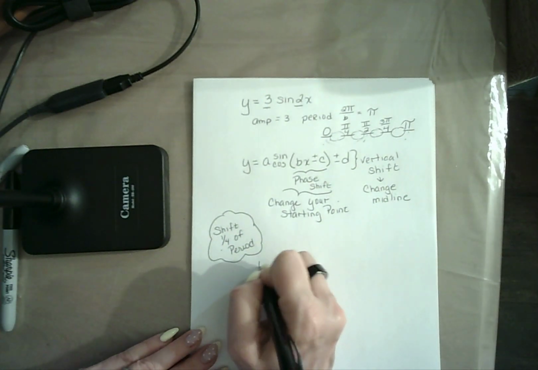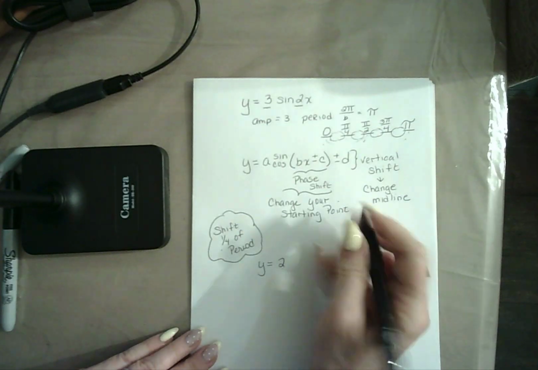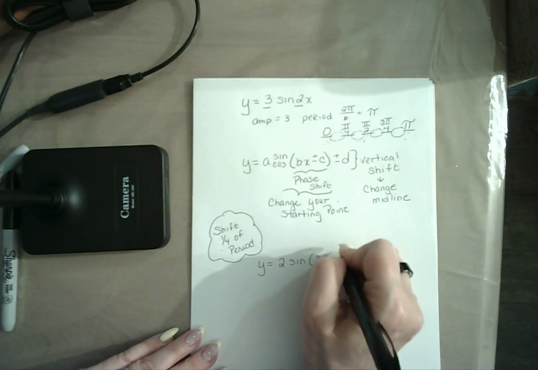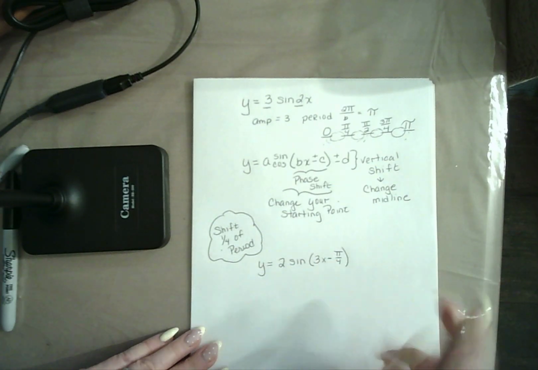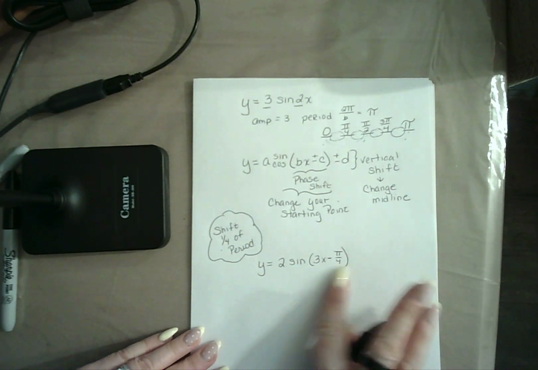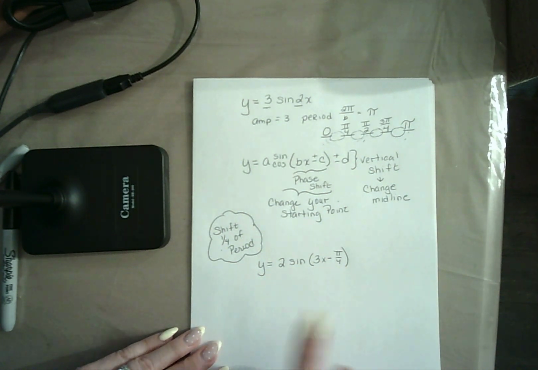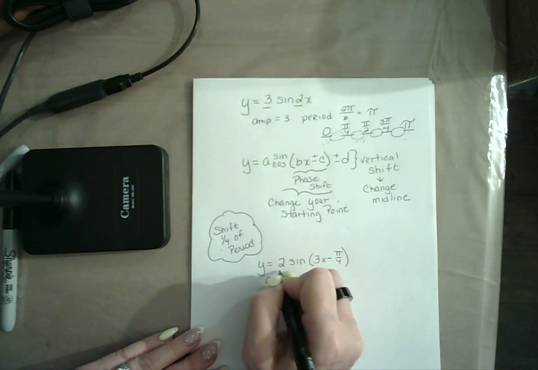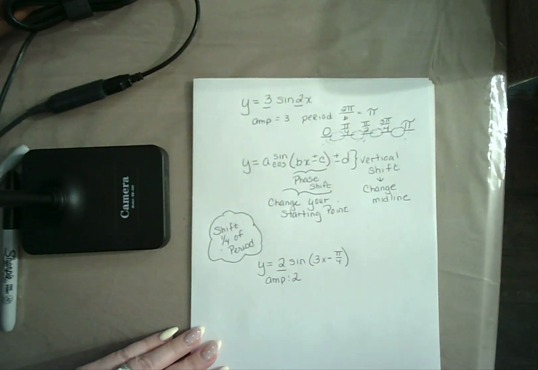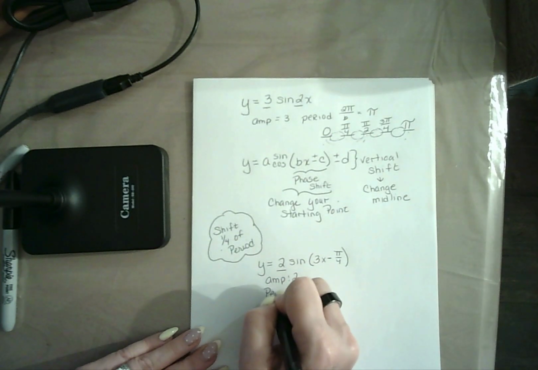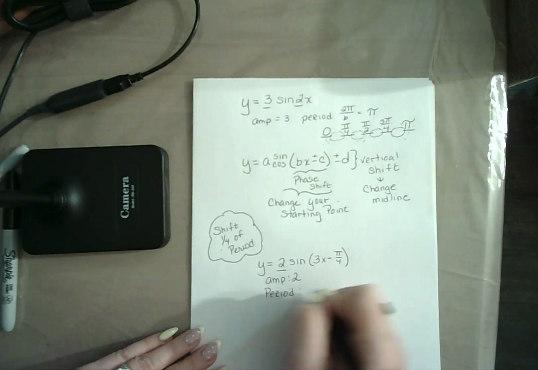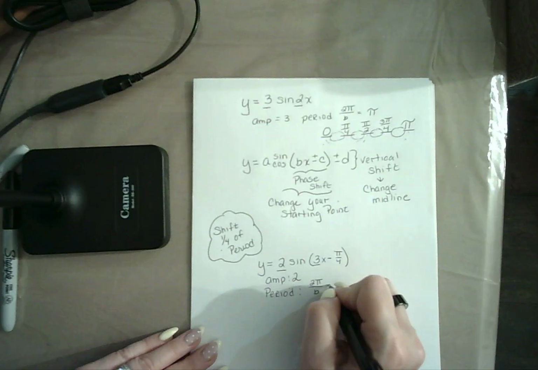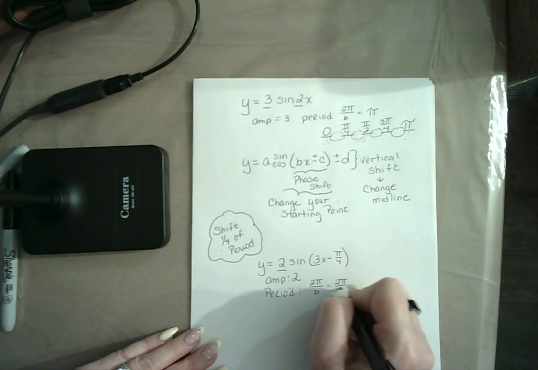So let's say we have y equals 2 sine of 3x minus pi over 4. We won't do a vertical shift to start off with. We'll start off with just a phase shift. So this means we are no longer starting at 0. Our amplitude is the same thing. This is your amplitude. It is 2. The period is going to be the same way. We're going to do 2 pi over b. In this case, 3 is b, so our period is 2 pi over 3.